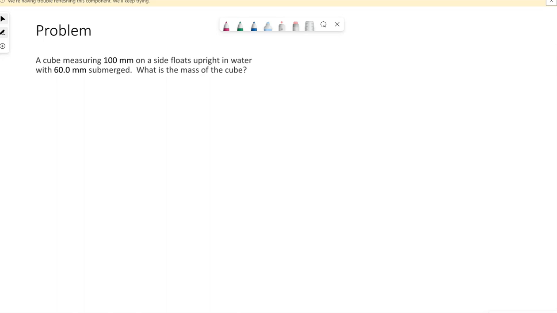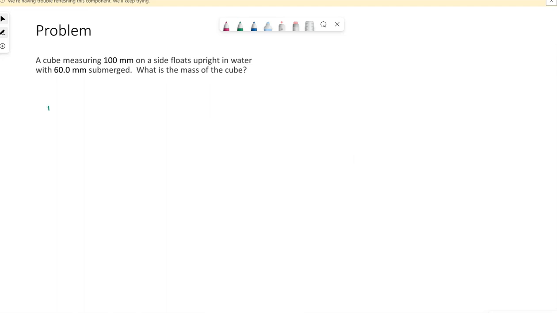Let's look at this problem here. We have a cube measuring 100 millimeters on a side, floats upright in water with 60 millimeters submerged. What is the mass of the cube?